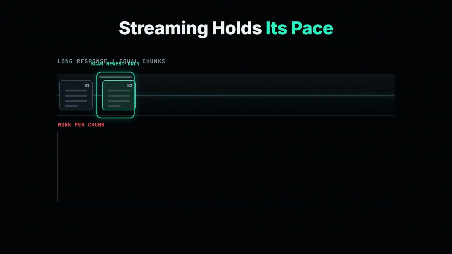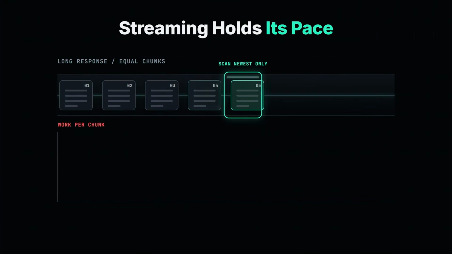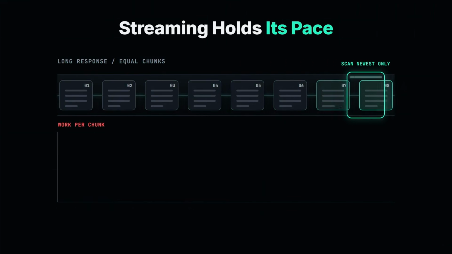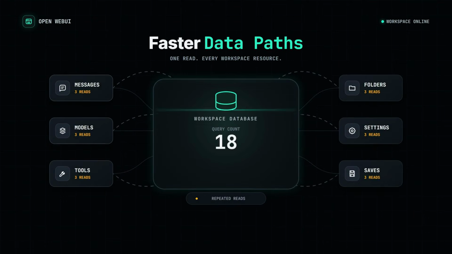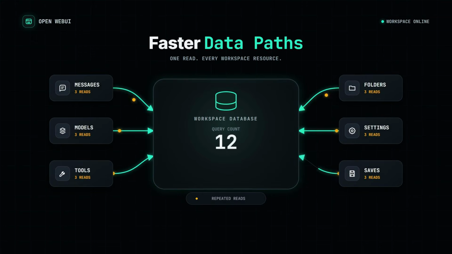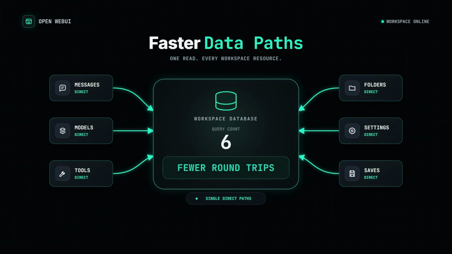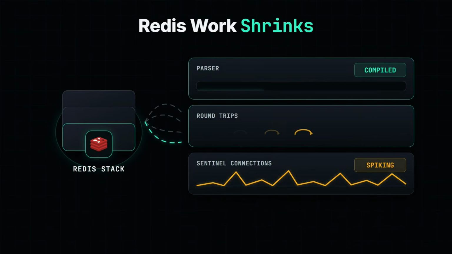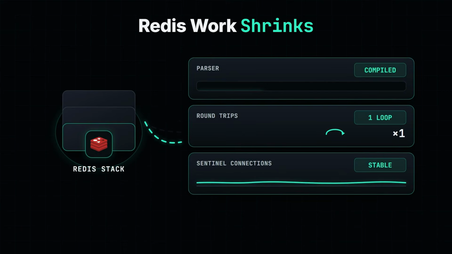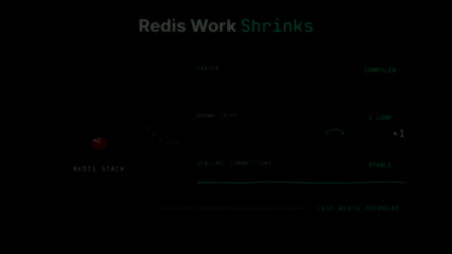faster. Long-streamed answers no longer require progressively more work as they grow, and tag detection examines only newly arrived text chunks. The release removes repeated database reads across messages, models, tools, folders, settings, and saves, targeting overhead throughout ordinary use. Redis-backed deployments gain a compiled parser, fewer round trips per chat, and reduced Sentinel connection churn under load.